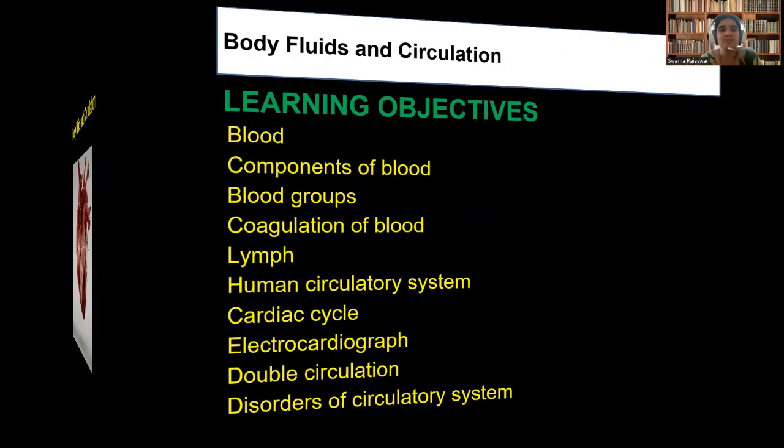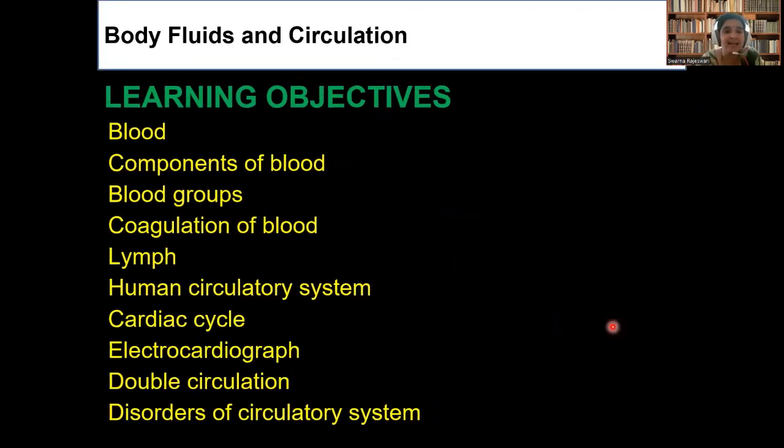So the main objectives which I will be covering in the entire lesson are the blood, components of the blood and different blood groups, coagulation of the blood, lymph, as well as the human circulatory system, cardiac cycle, electrocardiograph, a note on double circulation, and some disorders of the circulatory system. And in this video, I will be mainly covering the blood and the components of the blood.